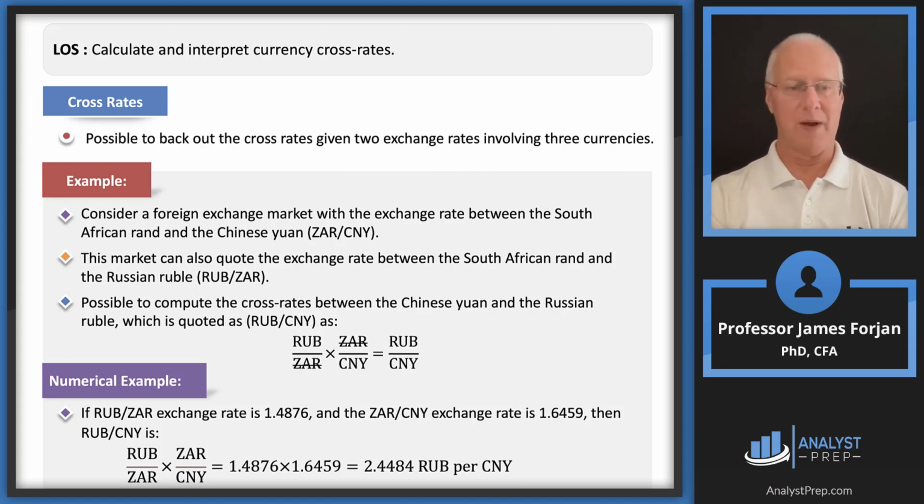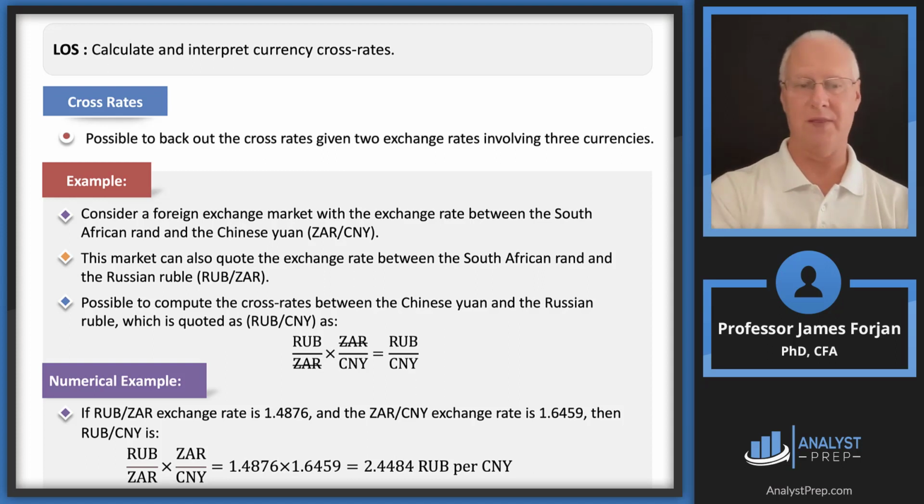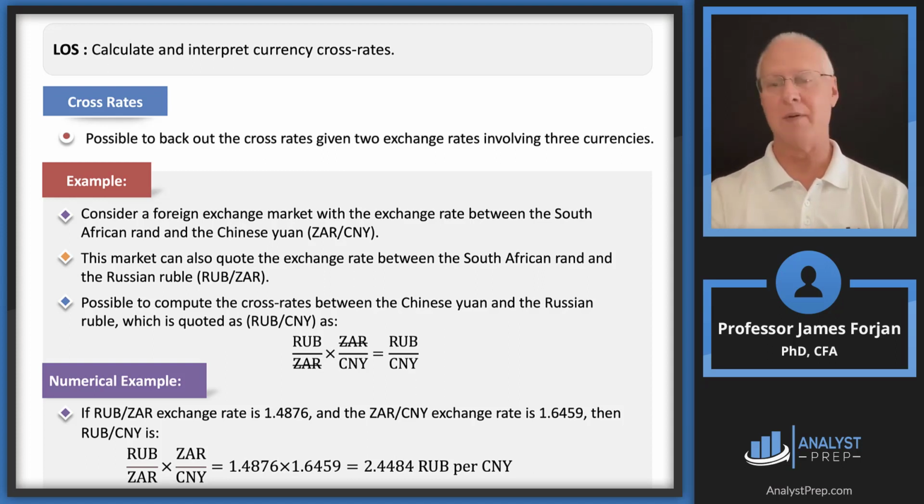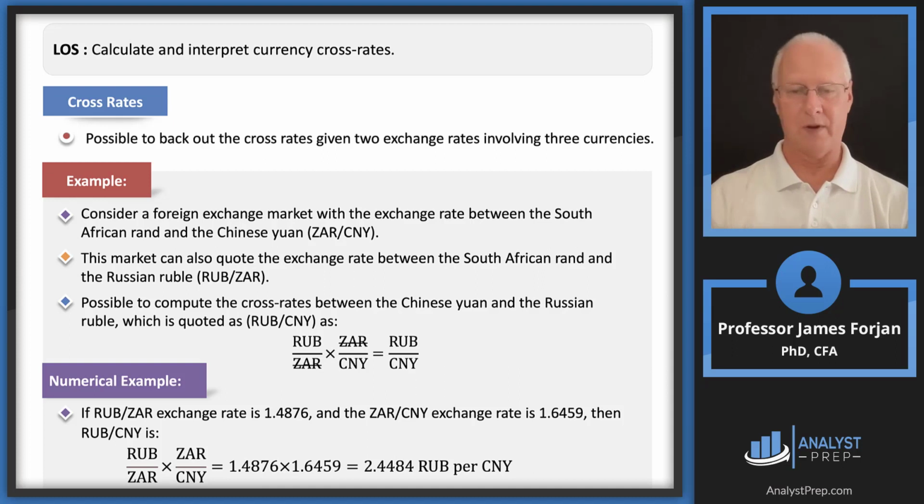So look at the example at the bottom. If the first exchange rate is 1.48 and the second exchange rate is 1.64, notice that the ZAR, that South African Rand, is in the numerator, and in the denominator they cancel. So you get, well, what is that answer? 2.4484.